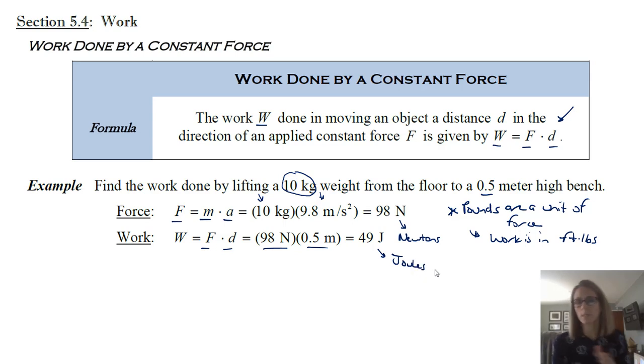So our focus will probably be a bit more on the US side, pounds and foot pounds, but understand that you could also be thinking about newtons and joules if you were thinking about the metric system for work. It's just different units for different systems.